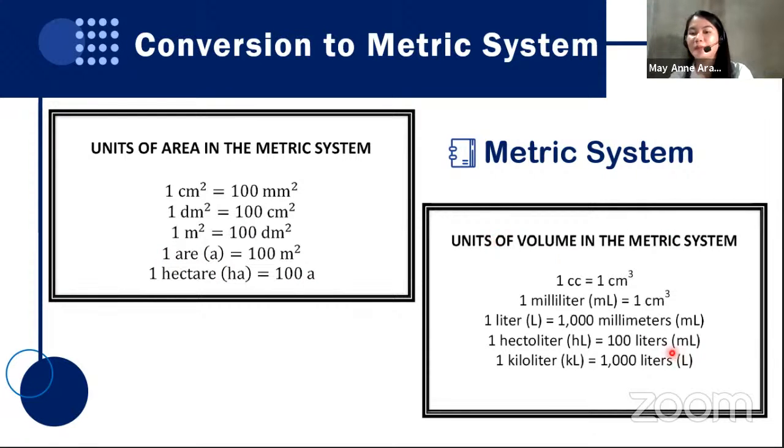And for volume, if for area you have the square, for volume you have the cube, so multiply by 3 times. So 1 cc, or cubic centimeter, is 1 milliliter. 1 cubic centimeter is equal to 1 milliliter, and 1 liter is 1,000 milliliters. 1 hectoliter is equal to 100 liters and 1 kiloliter is 1,000 liters.